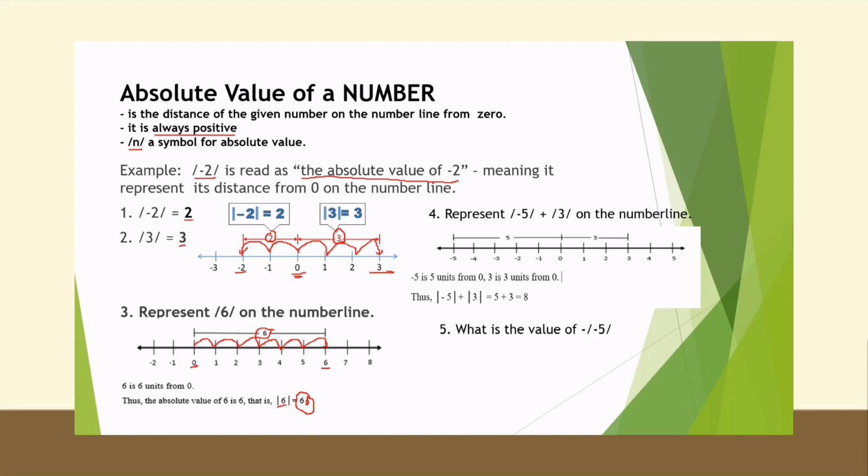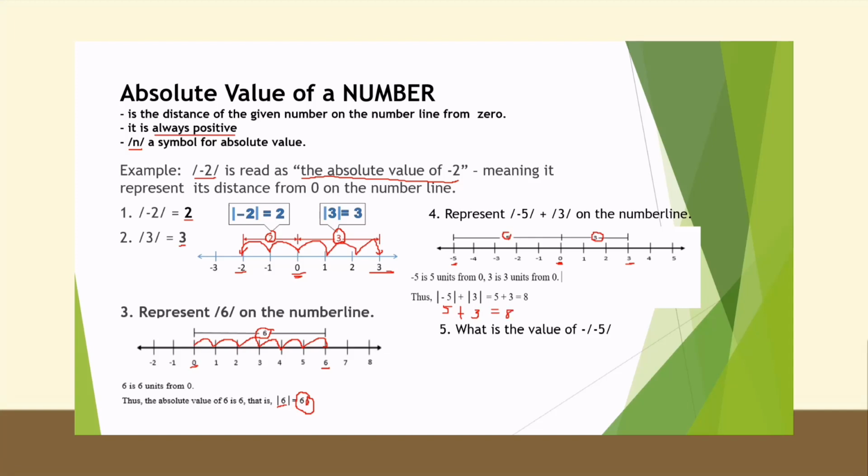Next, number 4. Represent the absolute value of negative 5 plus the absolute value of 3 on a number line. First, get the absolute value of negative 5, or the distance from 0 to negative 5. We have 5. So the absolute value of negative 5 is 5, plus what is the absolute value of 3, or the distance from 0 to positive 3? We have 3 as the distance. So the absolute value of 3 is positive 3. Add the two numbers: 5 plus 3 equals 8.